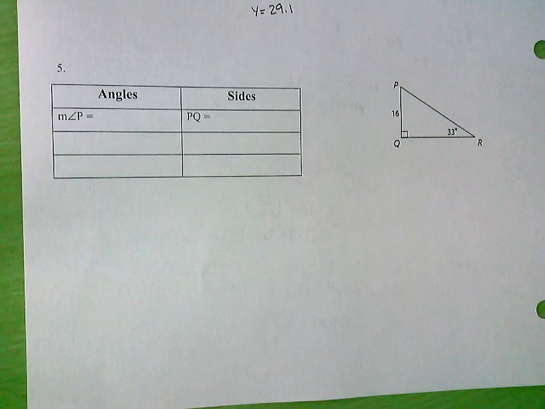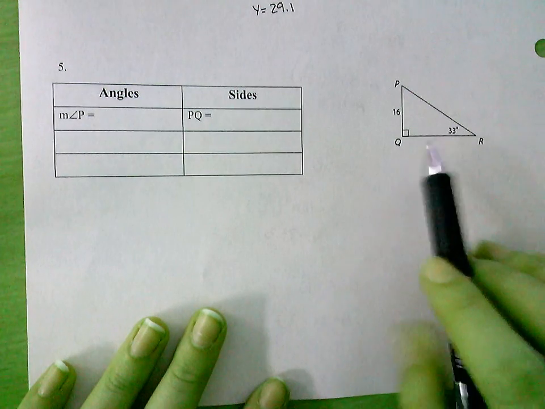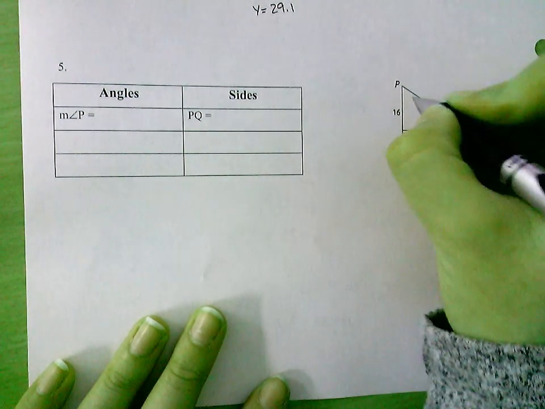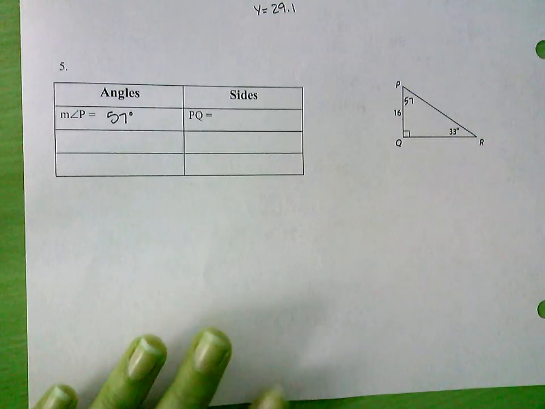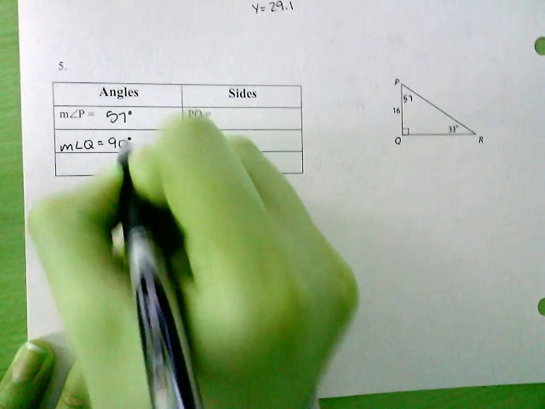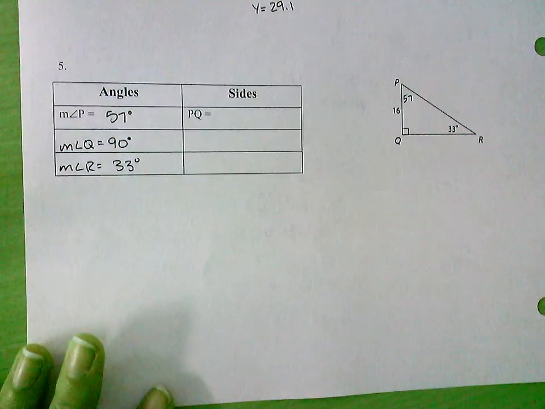All right, so going through number 5 here. The measure of angle P: you can take 180 minus 90 minus 33. That is 57. Okay, then the measure of angle Q is 90, and the measure of angle R is 33.